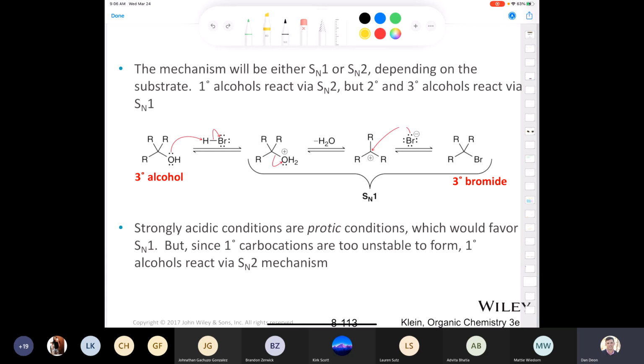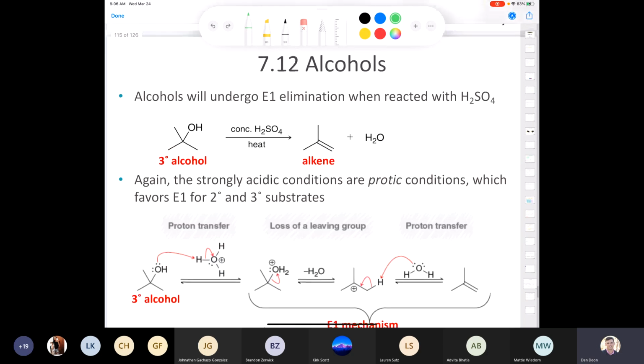It's going to be an SN1 mechanism, right? The first step is the proton transfer. The next is the loss of leaving group. But when I lose that leaving group, I end up with a carbocation that is tertiary, and then I have a nucleophilic attack occurring at the end. Again, you've got to have strongly acidic conditions in order for this reaction to occur, in order to convert the alcohol into a good leaving group. Okay, but strongly acidic conditions are protic conditions, aren't they? Right? Because if you have it in HBr, this is a polar protic solvent, if you will. Okay, there we go.